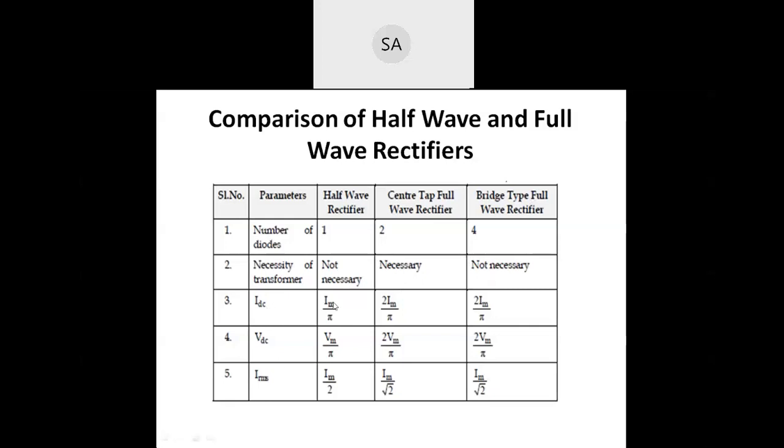IDC is IM by pi, 2 IM by pi, 2 IM by pi. IDC is equal in the center tap and bridge full wave rectifiers, which is double that of the half wave rectifier. VDC is similarly VM by pi, 2 VM by pi, 2 VM by pi. IRMS is IM by 2, IM by root 2, IM by root 2. In the center tap and bridge rectifiers the values are equal. Most of the time all the values are equal in the center tap and bridge type full wave rectifiers. Only peak inverse voltage and IM will change.